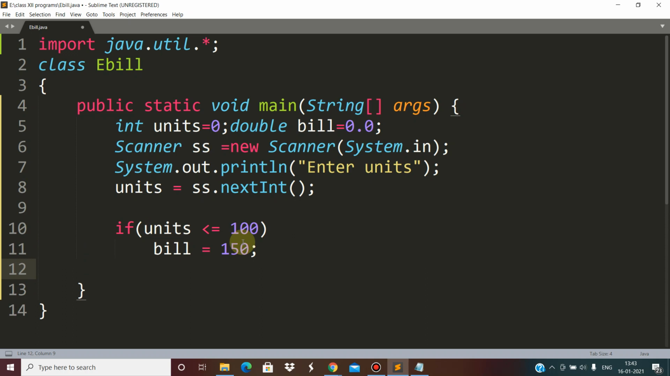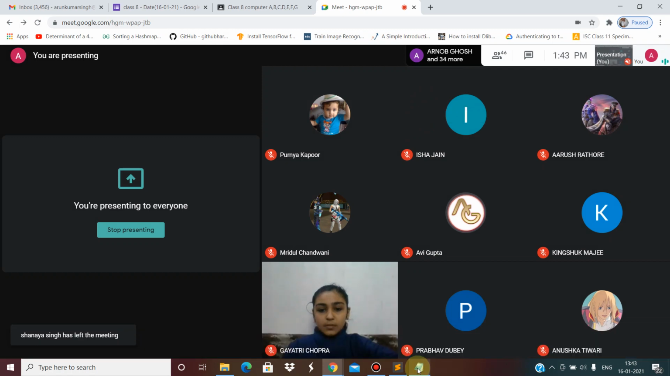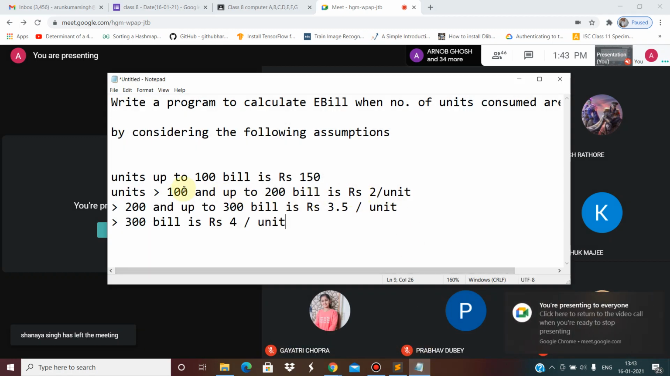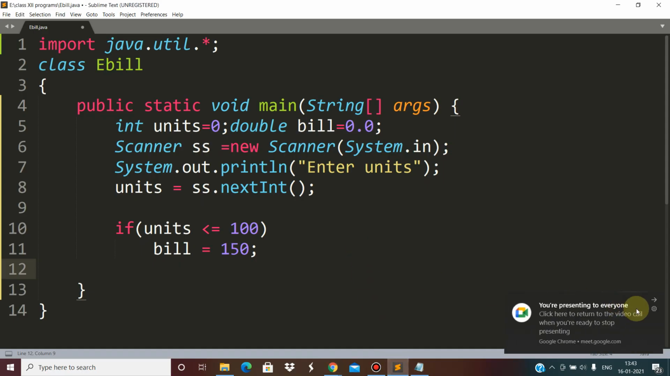Sometimes you people write rupees 150. That is not acceptable because this variable bill is double type and it will not receive any string value. Right? So the second condition is more than 100 up to 200. So what will be the condition? Avi, what should I write here?